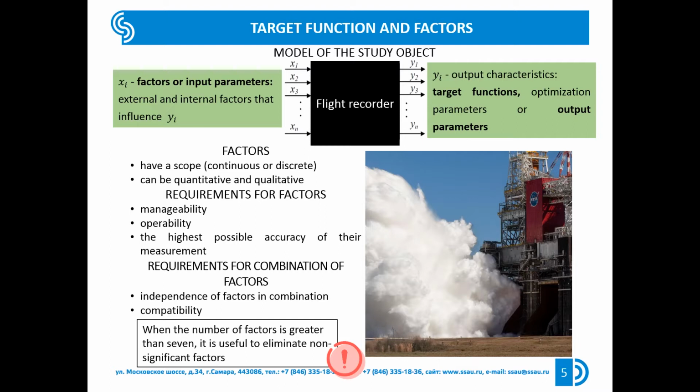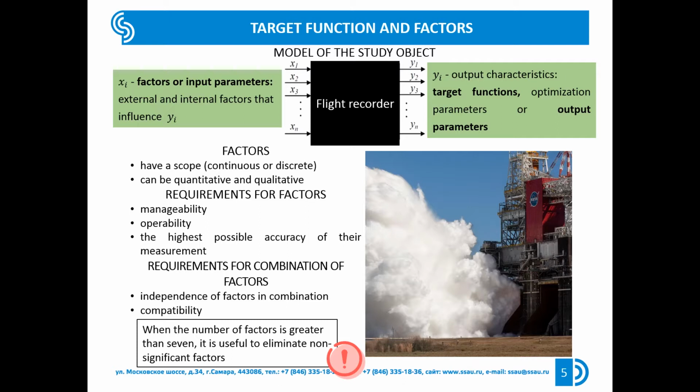The factors must be controllable, meaning it must be possible to set and maintain their value during the experiment. Factors must be operational. This requirement is fulfilled if the sequence of operations, by which specific values or levels of factors are established, is clearly defined. The accuracy of factor measurements should be as high as possible. A combination of factors has additional requirements, such as compatibility, meaning all combinations must be realizable and safe. The independence of factors in combination, meaning it should be possible to fix a particular factor at any level, regardless of the levels of other factors.